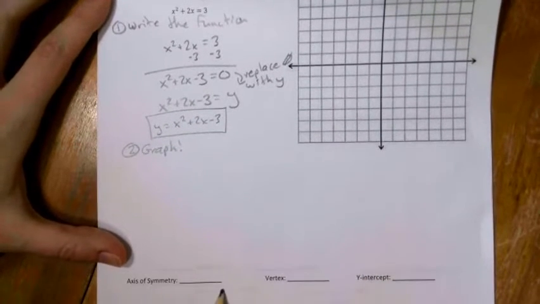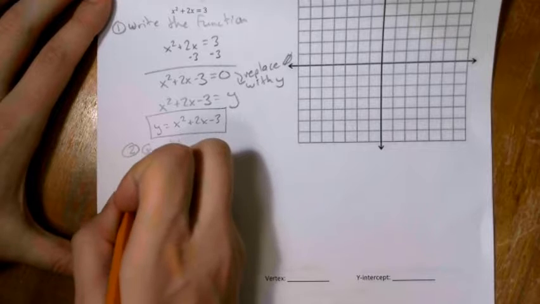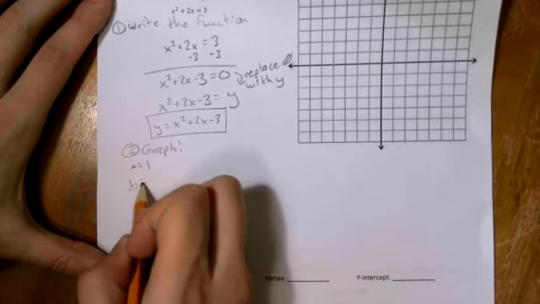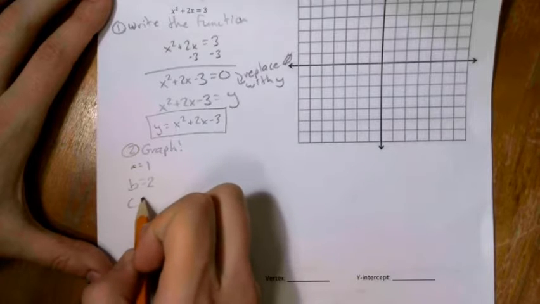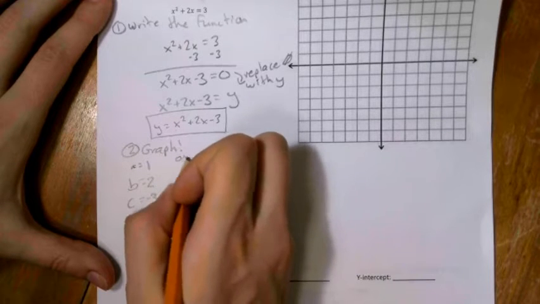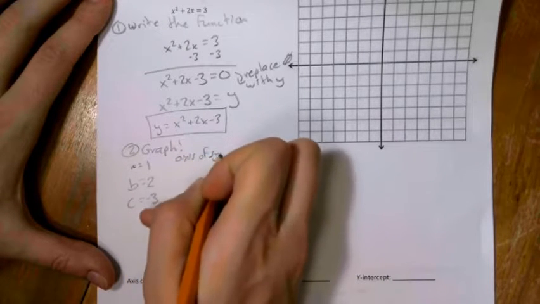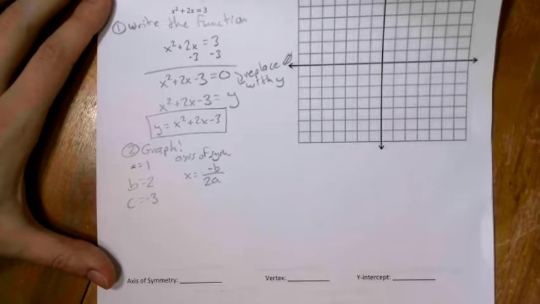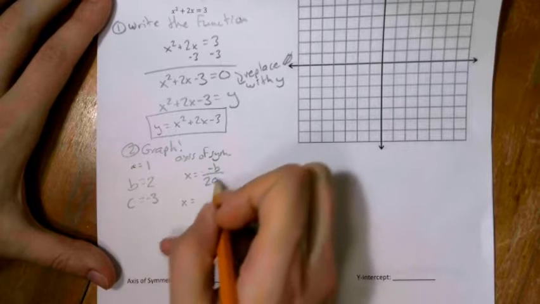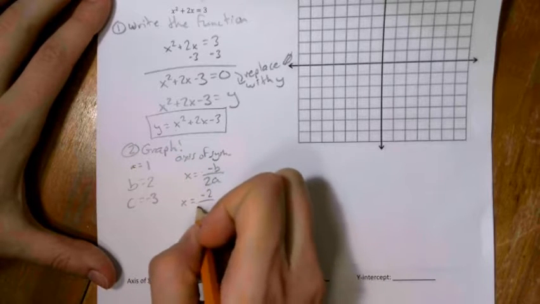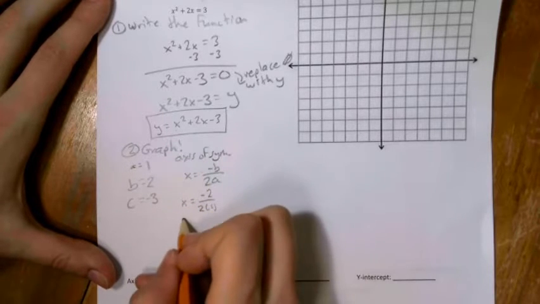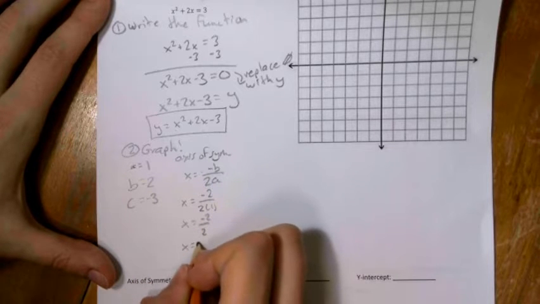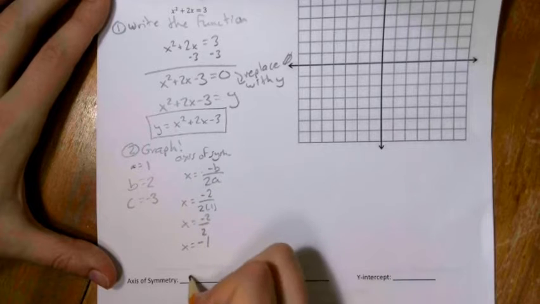One of the things I need to know is the axis of symmetry. So our a value, who's hanging out with our x squared, is 1. Our b value is a positive 2, and our c value is a negative 3. The axis of symmetry, remember, is x equals negative b divided by 2a. So I'm going to plug in my values. That means I've got a negative 2 over 2 times 1. That's negative 2 over 2.